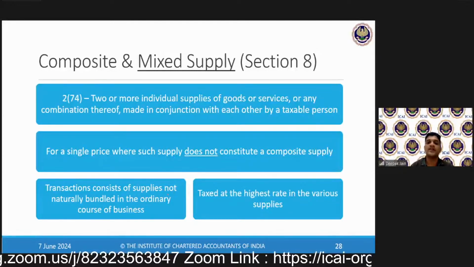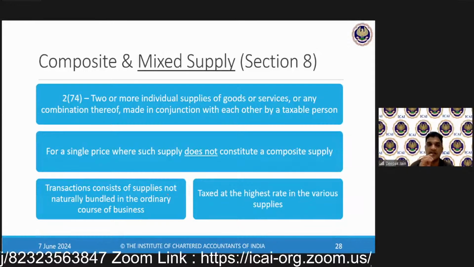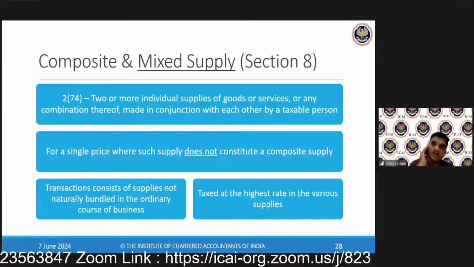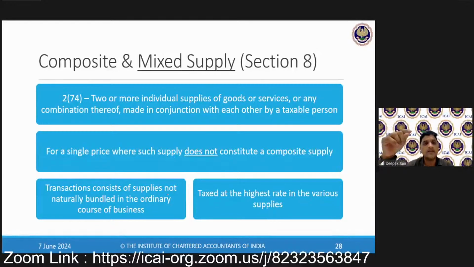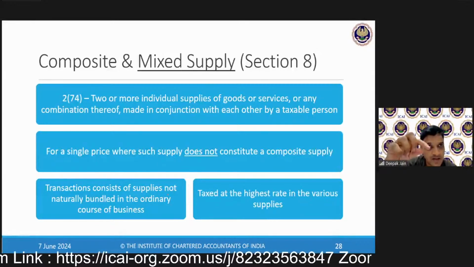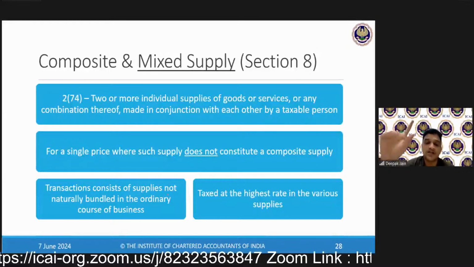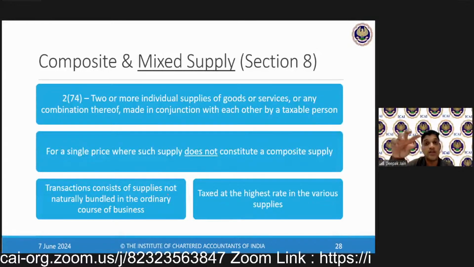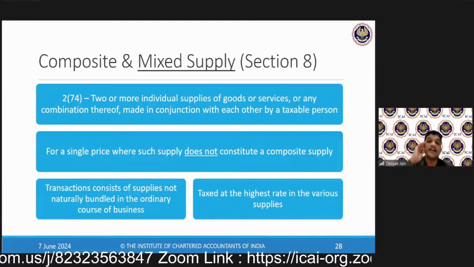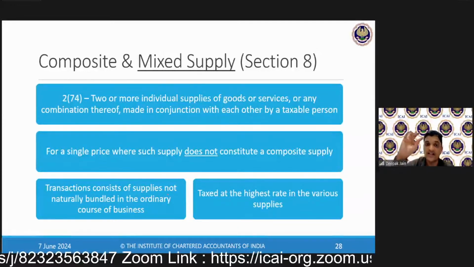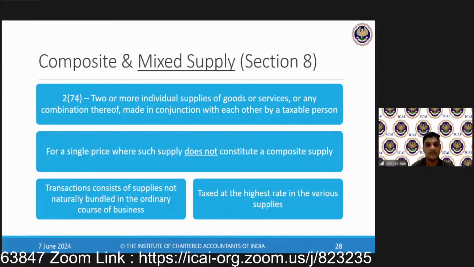So it falls under the category of mixed supply. Is there a single price he's charging? Yes, he's charging a single price. तो फिर क्या लगेगा? So GST, which is the highest rate, will apply. Example, say toothpaste is at 5%, toothbrush is at 12%, and that shaving cream is at 18%. So then on the whole, one price is charged, GST has to be charged at 18%. Highest rate, it should be taxed at the highest rate in the various supplies.